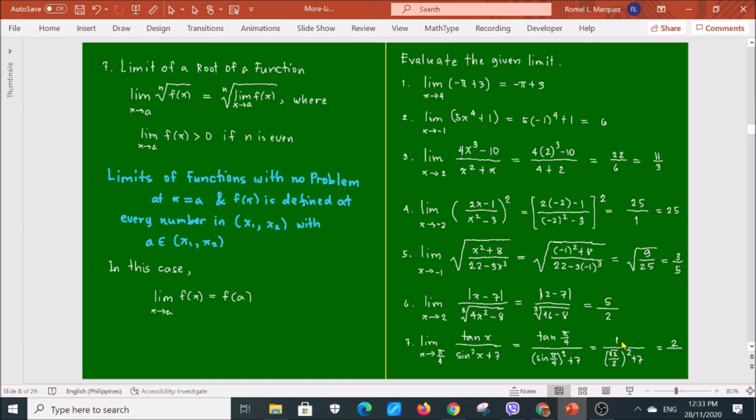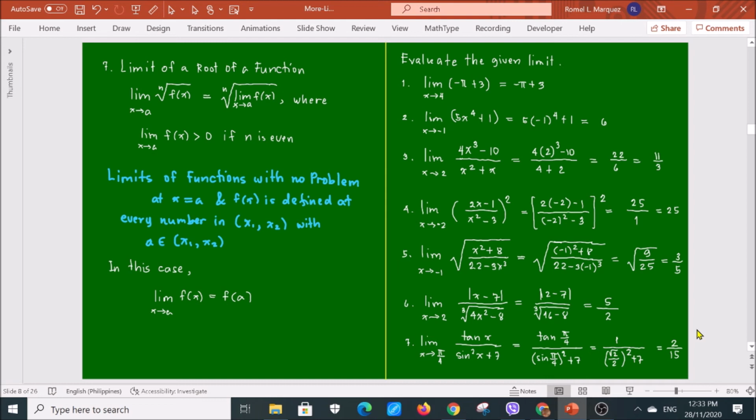Because I multiplied by 2. I multiplied by 2. By the way, sorry, this is 1 over square root of 2, 1/2 times 2, 1. 1 plus 7, 1 plus 14, I mean, 15. Okay. Am I correct with the simplification, guys?